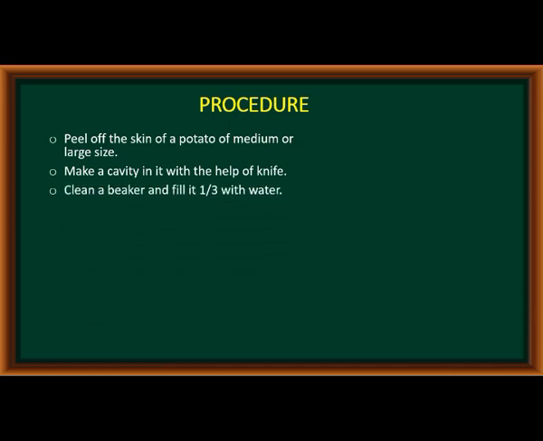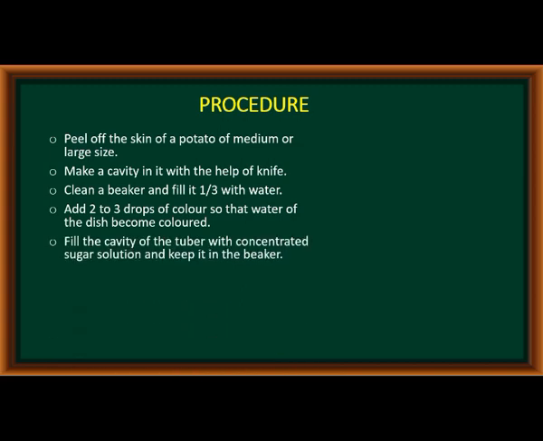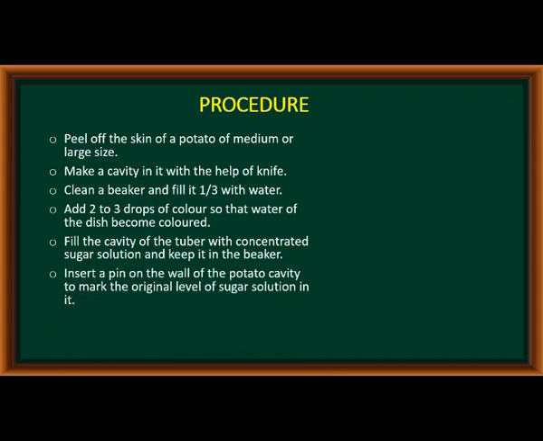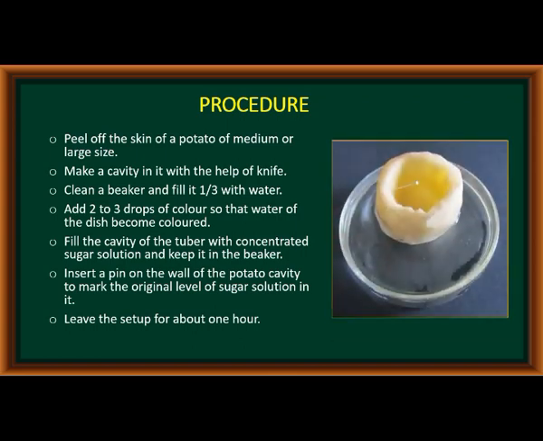Clean a beaker and fill it 1/3 with water. Add 2 to 3 drops of color so that the water of the dish becomes colored. Fill the cavity of the tuber with concentrated sugar solution and keep it in the beaker. Insert a pin on the wall of the potato cavity to mark the original level of sugar solution in it. Leave the setup for about 1 hour. This is how the potato looks like.